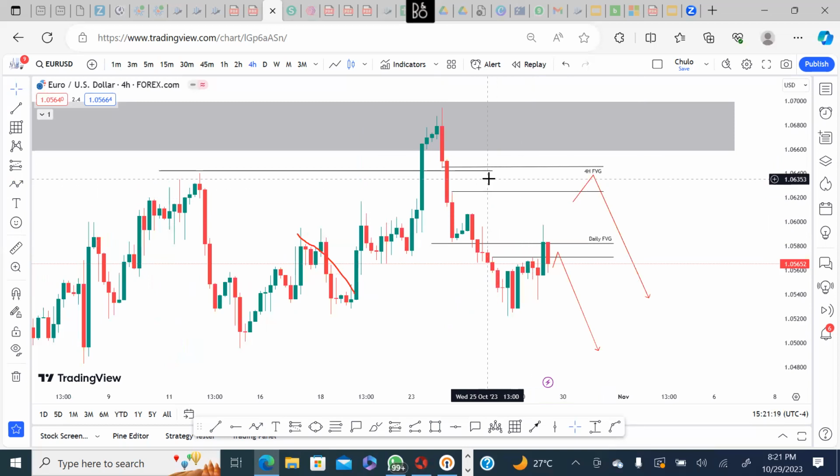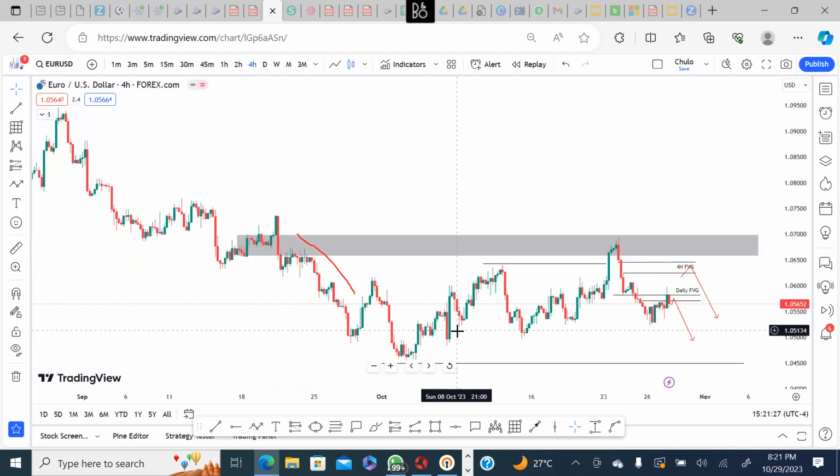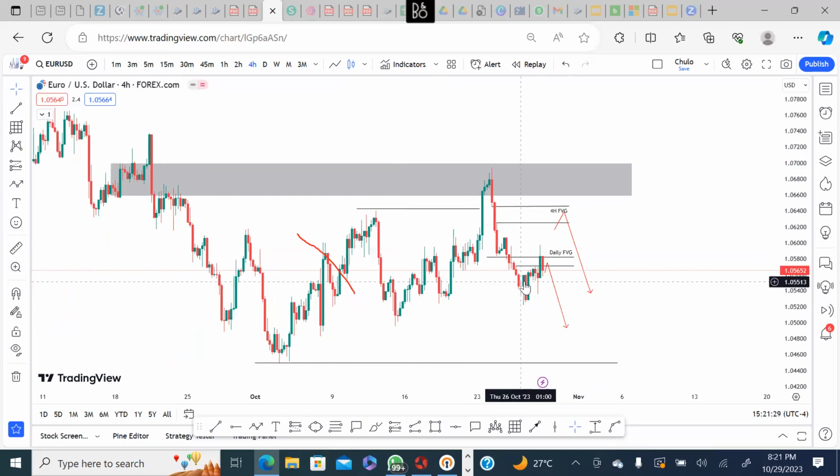So I'm expecting this to happen on EURUSD this coming week. The price to continue selling from this daily fair value gap, or if this daily fair value gap fails to hold price, price should use this 4-hour fair value gap.